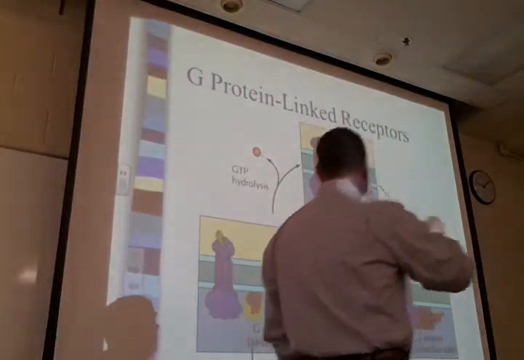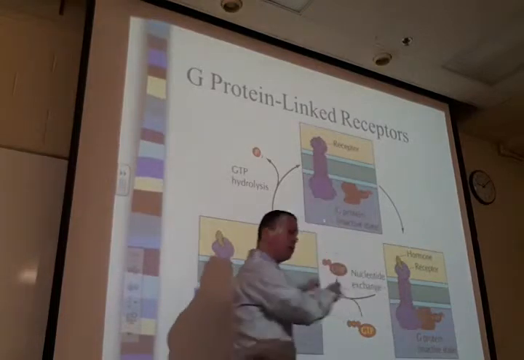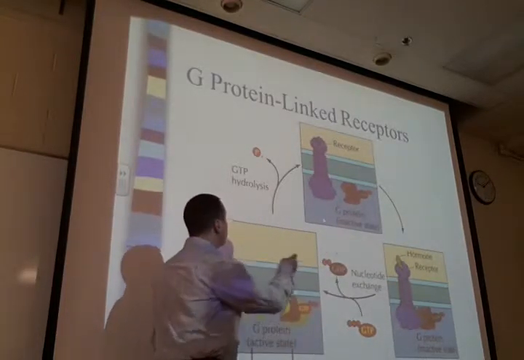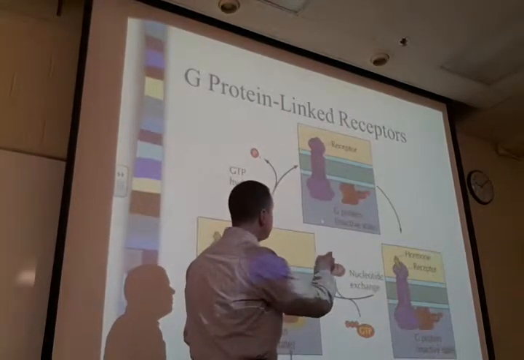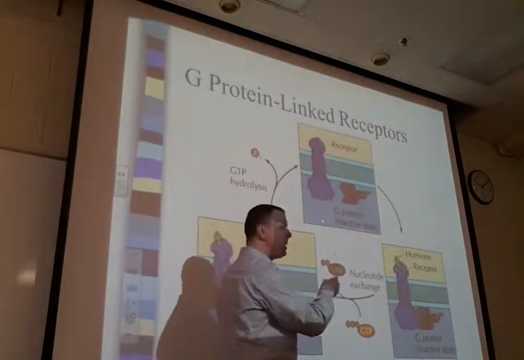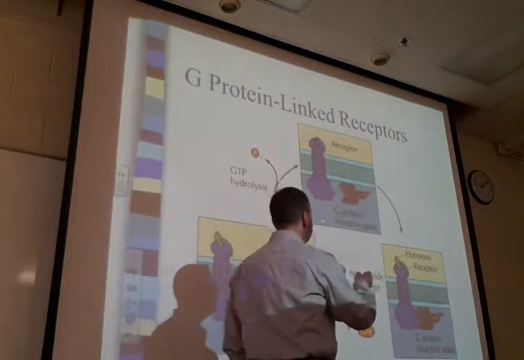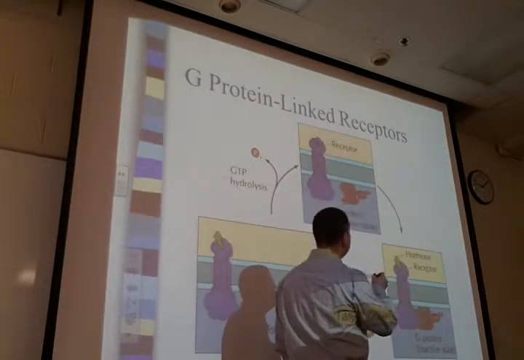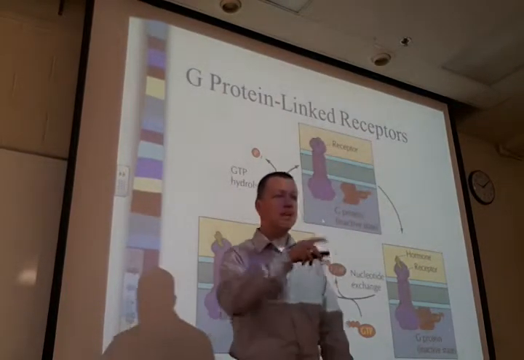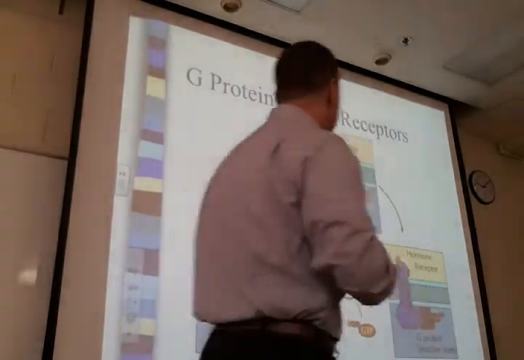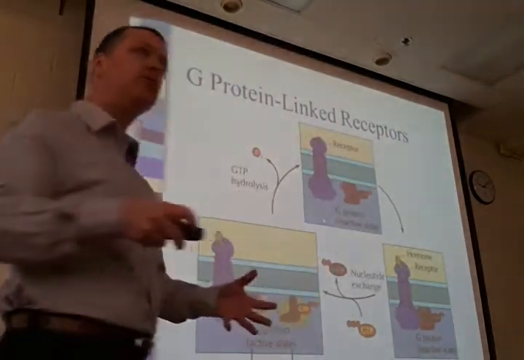So at the start, we'll look at this in general, and then we'll look at a couple specific examples. Okay, so here's our receptor. Here's our G protein that's in the inactive state. Okay, so everything's off. And it's inactive because it has GDP attached, the diphosphate, the D, GDP form. So that's the off version.